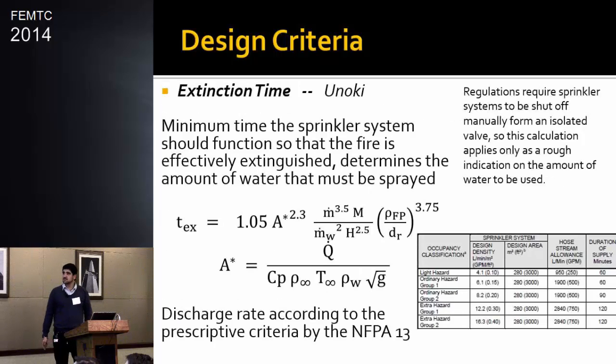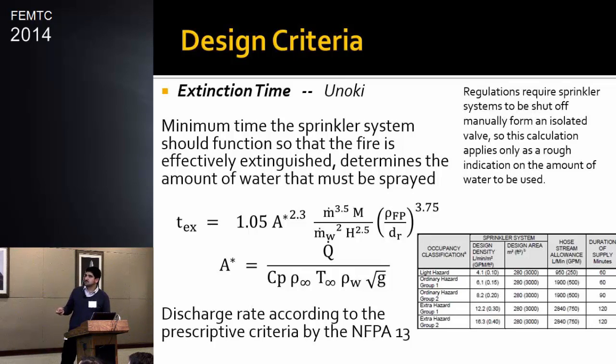We also have the extinction time. This is an approximation. This is going to give us the way to know how much water must be discharged to be able to extinguish the fire. I had the time of extinction and to get the amount of water we have to use to extinguish the fire. Well, I only found the prescriptive criteria by the NFPA.